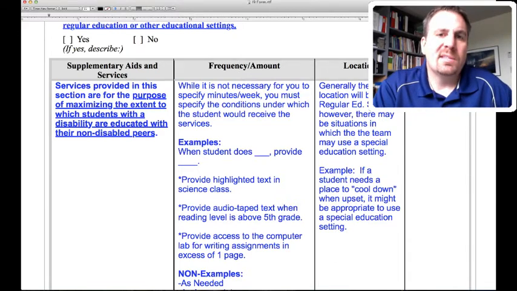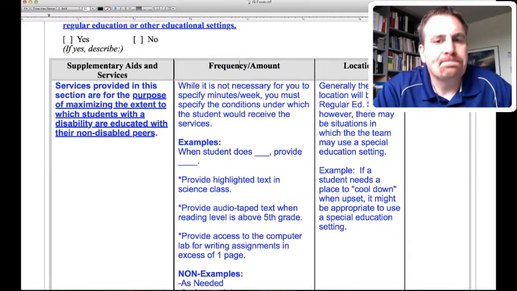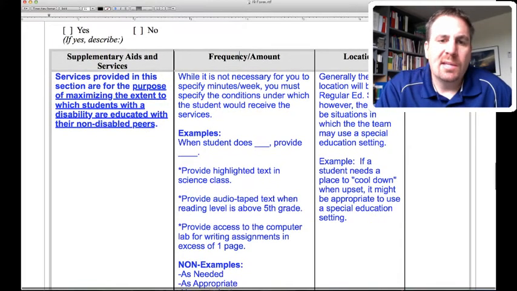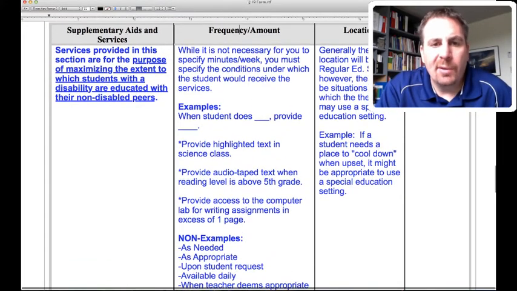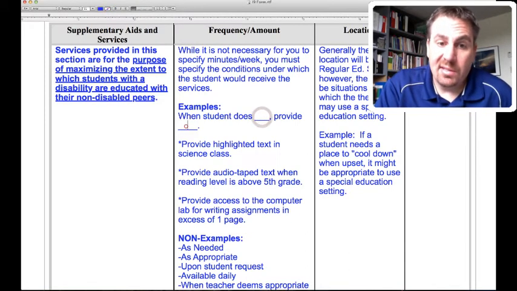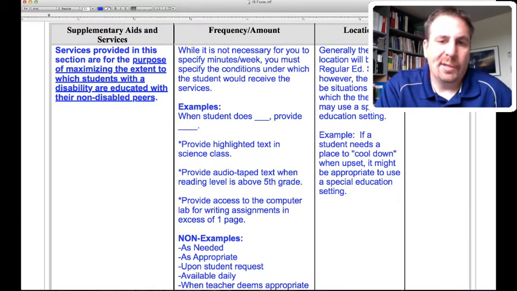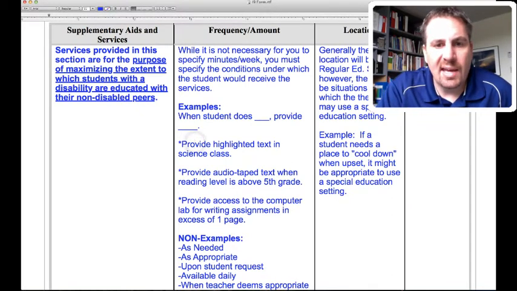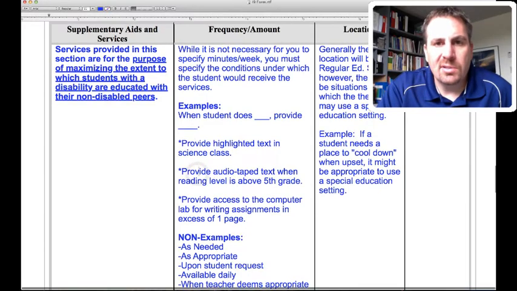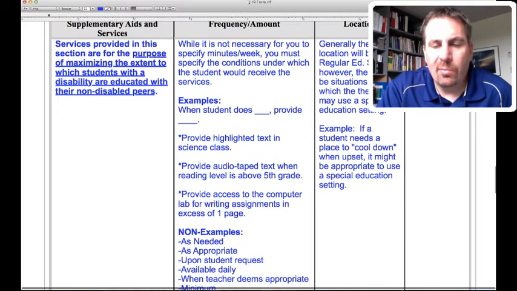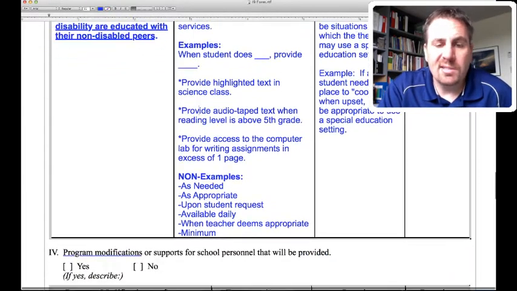So it may be more conditional rather than just minutes per week. Some examples of how you might write that up is when a student does this, then we would provide this. So providing access to a computer lab for writing assignments, or providing highlighted text during science class. So these are specific things that we are going to provide to a student to allow them to participate with their regular ed peers in the regular ed setting.